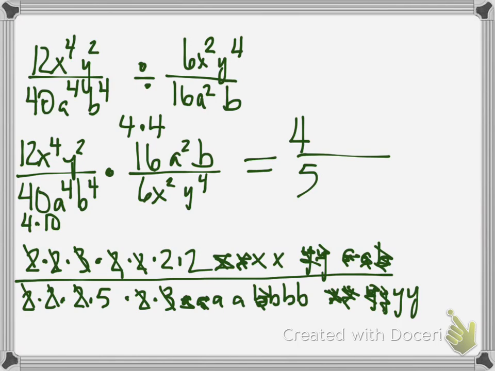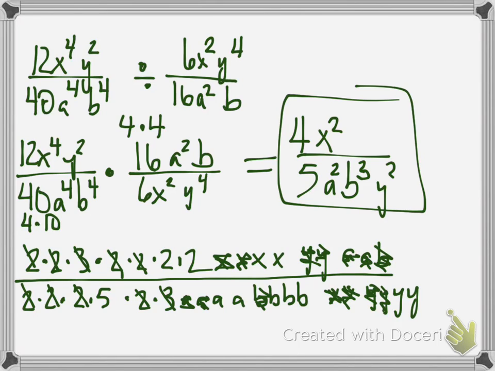So if you look here, based on that, I've got an x squared on top. I've got an a squared, b cubed, oopsie, b cubed, and a y squared. And that is it. And there you go.